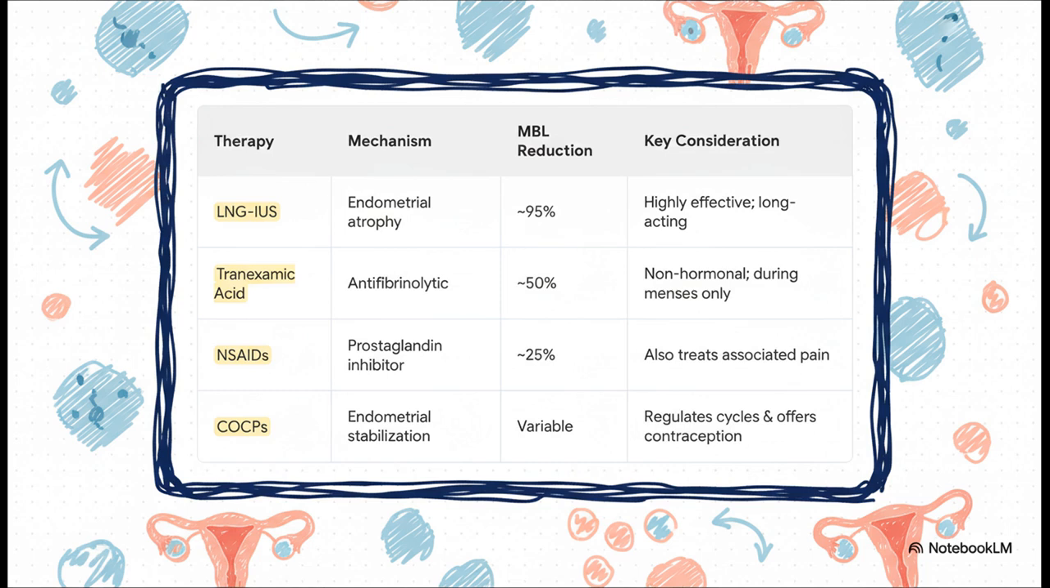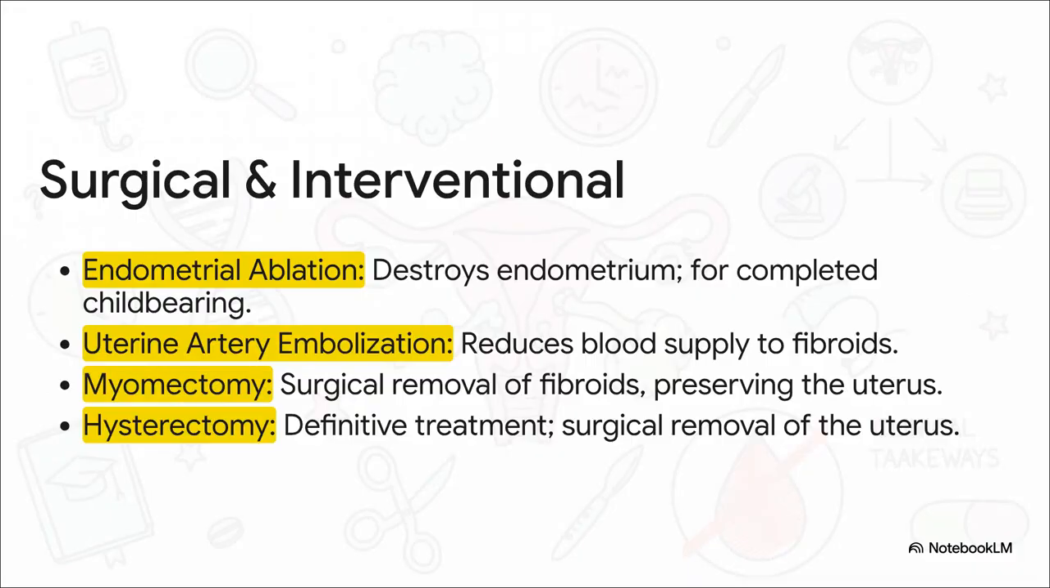For a non-hormonal option, tranexamic acid is fantastic. It's an antifibrinolytic, which basically means it stops blood clots in the uterus from breaking down, and that can cut bleeding in half. And of course, NSAIDs and combined oral contraceptives are also great options that help by reducing prostaglandins and stabilizing that endometrium. Now, on the surgical side, your options really run the gamut.